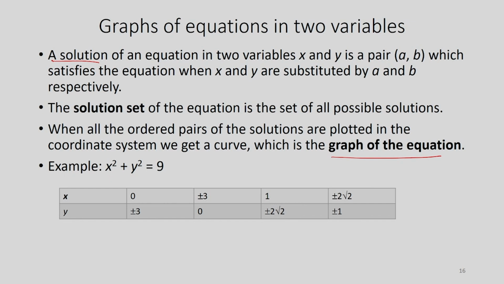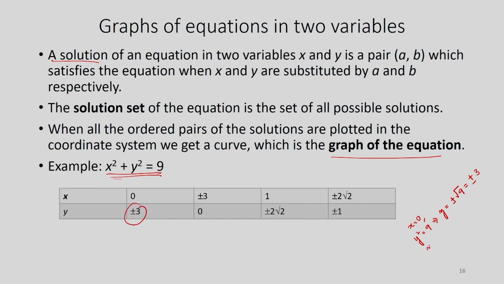So, here is an example. x square plus y square is equal to 9. So, this is an equation of two variables x and y, x square plus y square is equal to 9. Now, let us try to find out what could be the solutions of this equation. So, here are some solutions. So, if you put x is equal to 0, then what do you get? y square is equal to 9, and that implies y is equal to plus minus root over 9, that means plus minus 3, right. So, that is what I have written here.